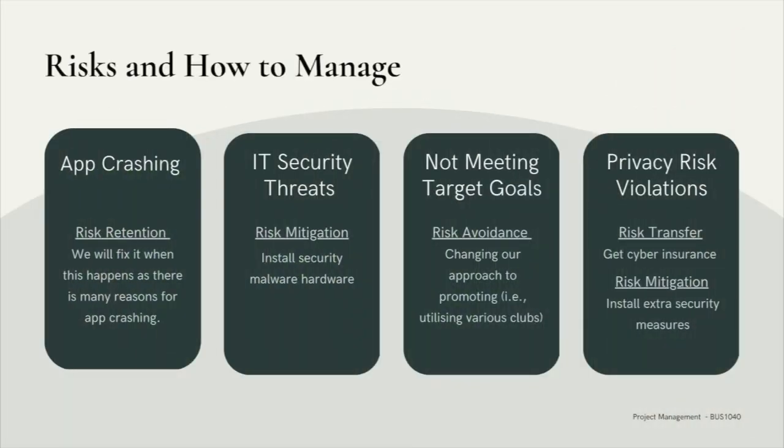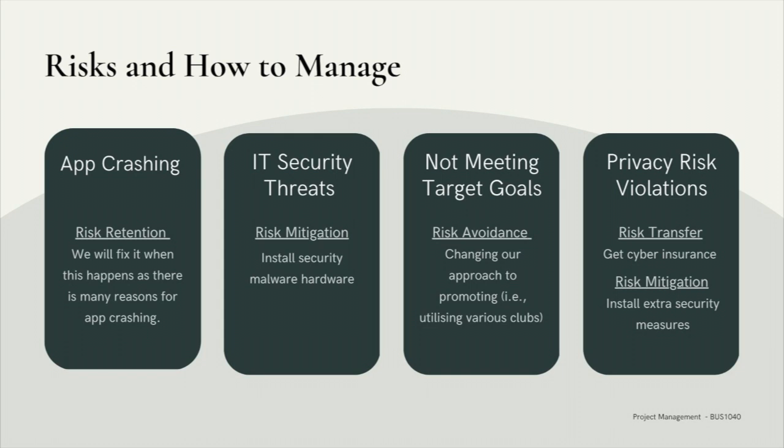After having determined the risks, we then come up with a strategic plan. First, app crashing can possibly happen since it's a mobile app, and there are many reasons for that to happen. For instance, memory management, inadequate testing, network management, and software lifecycle. Therefore, we would have risk retention, which means that we will fix it when it happens, as the reasons behind an app crashing can be too broad.